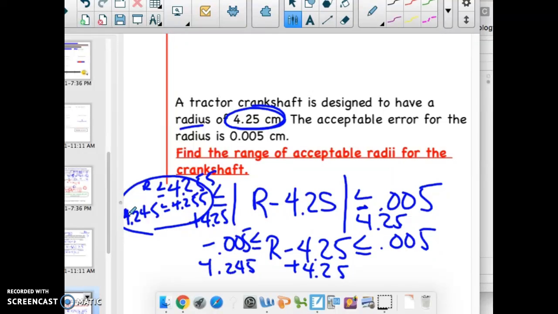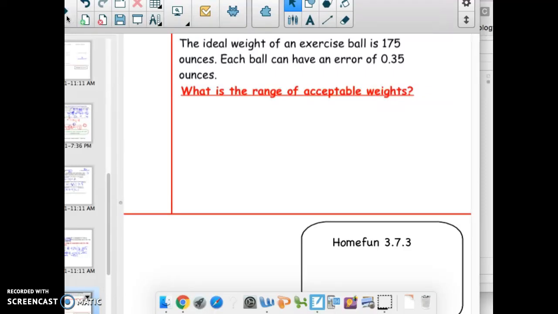Okay, now let's see what else we have. I think we have to go to the next page to get the next one. So let me set this down. Okay, ideal weight for an exercise ball. So think about that. We're trying to get all kinds of real life situations for you, but the ball has to be 175 ounces if you want to say weight. So here's what's acceptable, and maybe I should have used W for weight, so I'll change that.